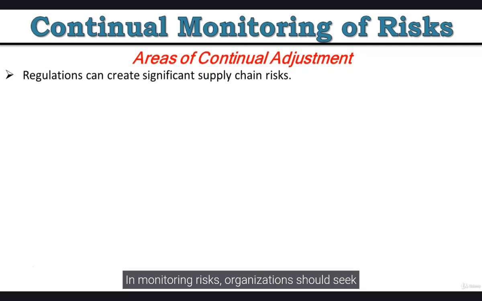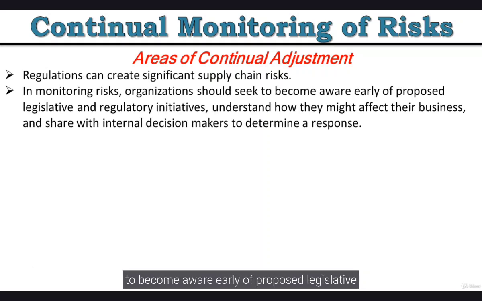In monitoring risks, organizations should seek to become aware early of proposed legislative and regulatory initiatives, understand how they might affect their business, and share with internal decision makers to determine a response. Some means to do this include establishing a government affairs function or assigning individual responsibility to monitor proposed legislation and regulations, creating an internal network of individuals who monitor regulatory issues, joining trade associations that monitor these and subscribe to their newsletters and bulletins, and developing other external contacts to monitor legislation and regulation changes.